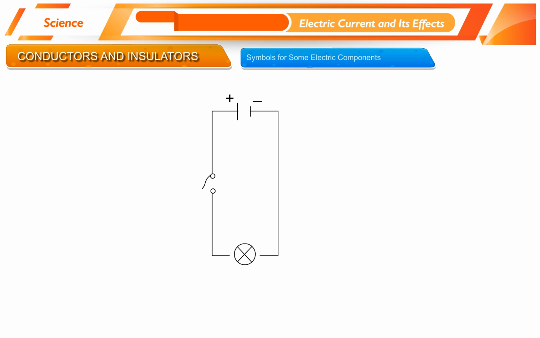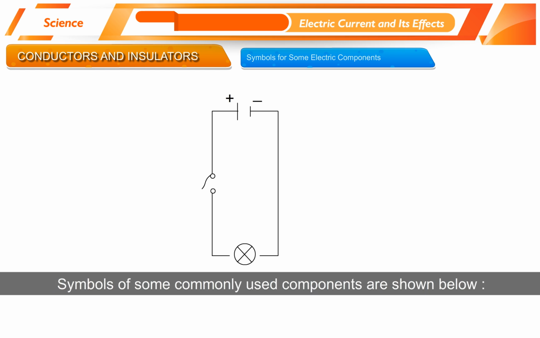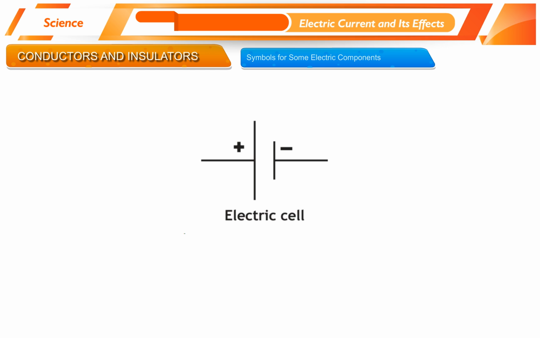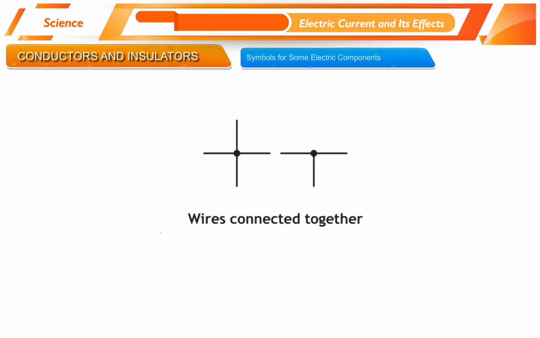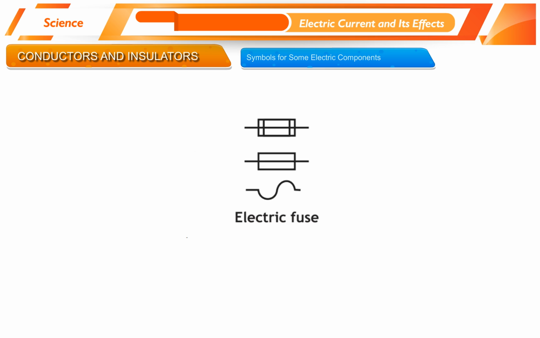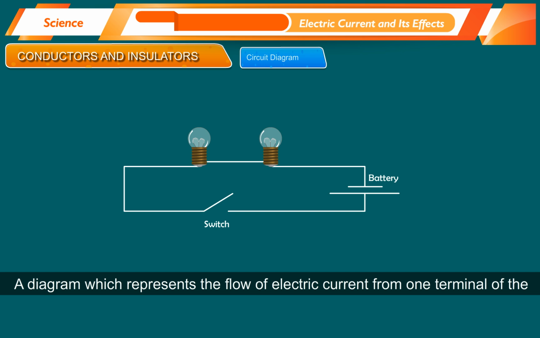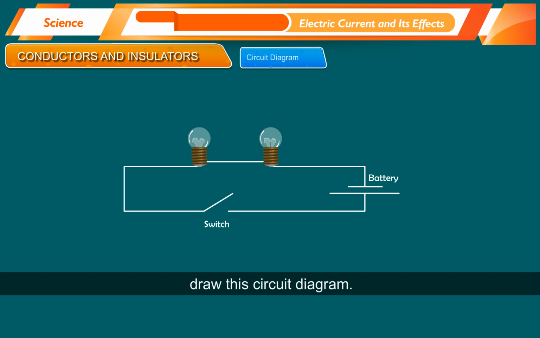Symbols for some electric components. The various electric components of a circuit are represented by their symbols. Symbols of some commonly used components are shown: electric cell, battery, electric bulb, connecting wire, wires connected together, switch off, switch on, electric fuse. Circuit diagram. A diagram which represents the flow of electric current from one terminal of the cell to another terminal is called the circuit diagram. We use certain symbols to draw the circuit diagram.